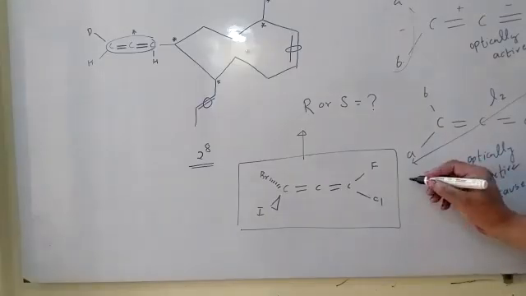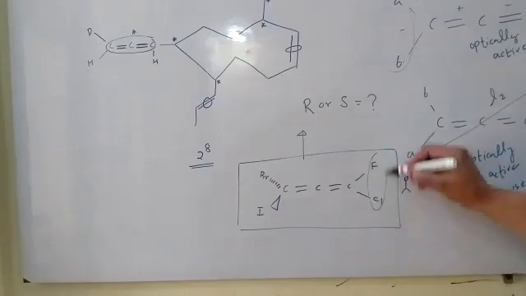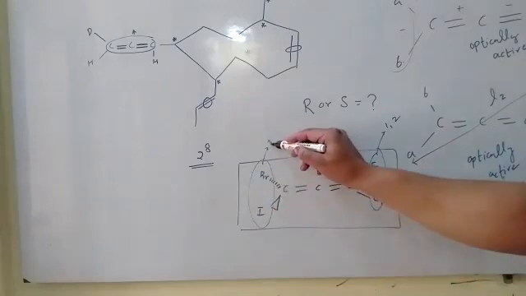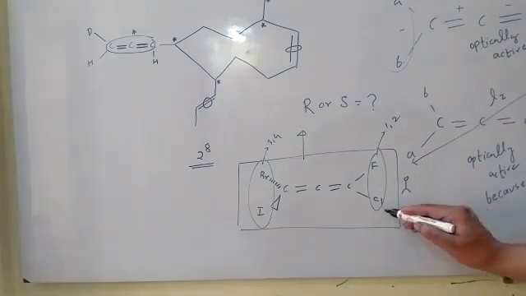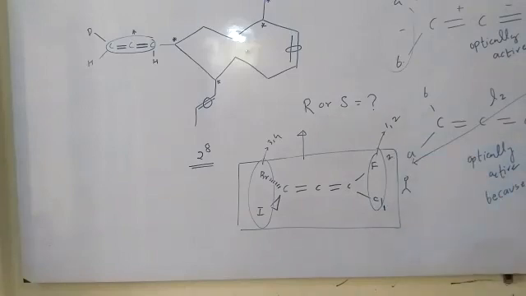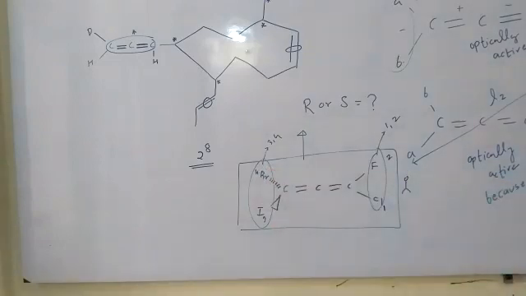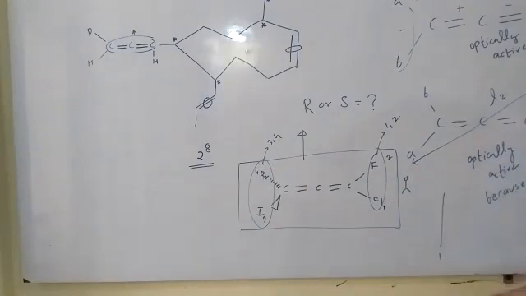Okay, so suppose we observe from this side. These groups will have 1, 2, correct? And this group will have 3, 4, correct? Now, this one is 1, this is 2, this is 3, and this is 4, according to the CIP rule, correct? Now, if we are observing from this side, then 1 is downward, 2 is upward, correct?